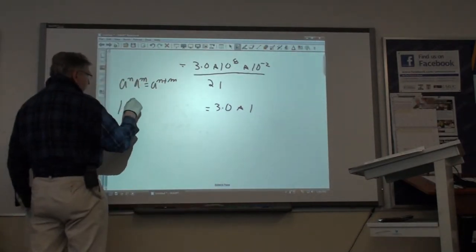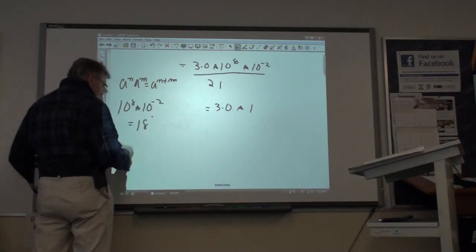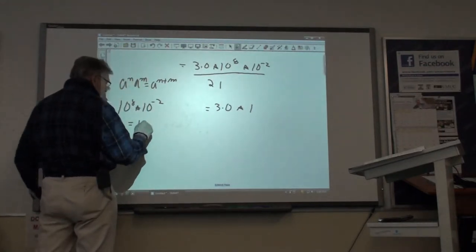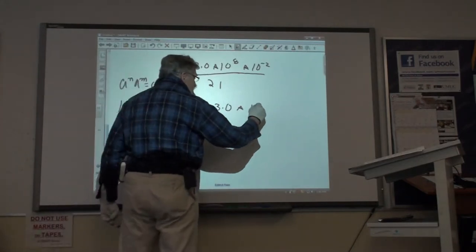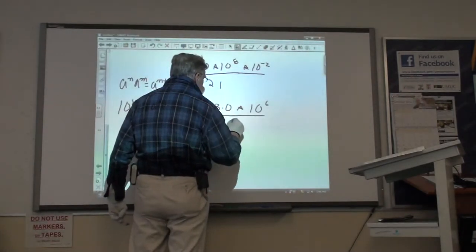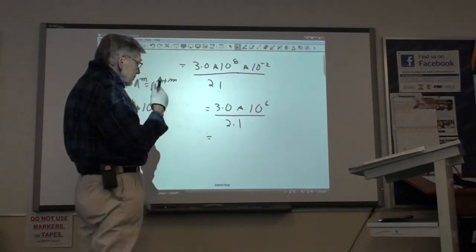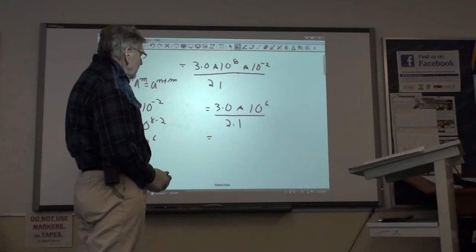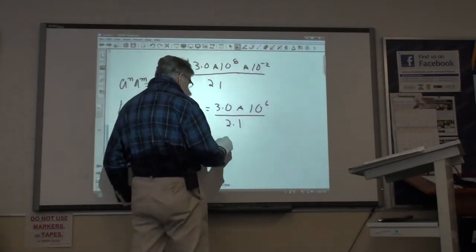So 10 to the 8th times 10 to the minus 2 is equal to 10 to the 8th minus 2 equals 10 to the 6th. So 3.0 times 10 to the 6th divided by 2.1. Now 3.0 divided by 2.1 is 1.2.